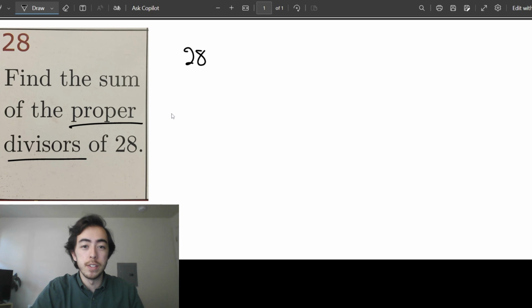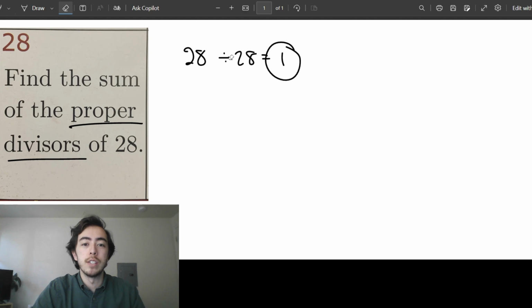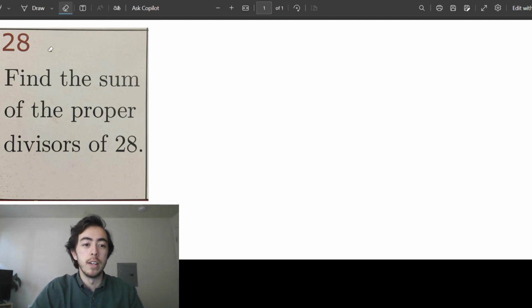A proper divisor is still a divisor. It's just not the number itself. Of course, 28 is a divisor of itself because we do get a whole number result. It's just that a proper divisor is considered to be one that is smaller than your actual number.